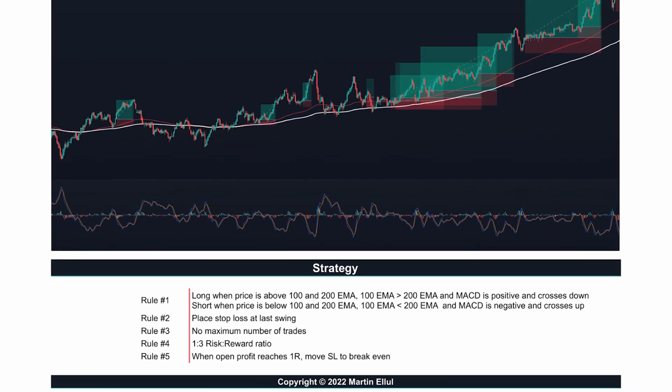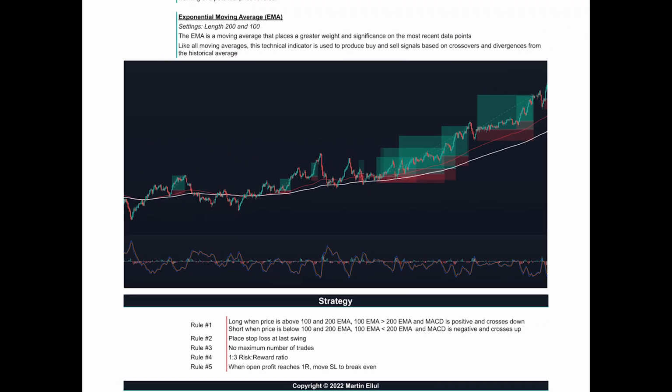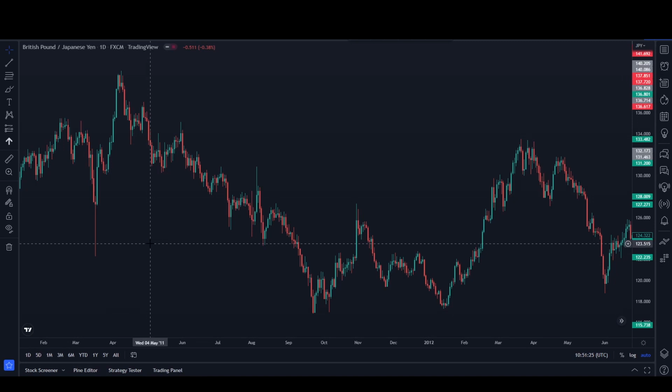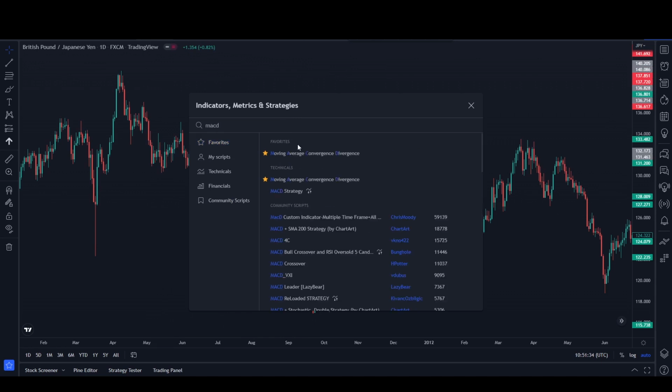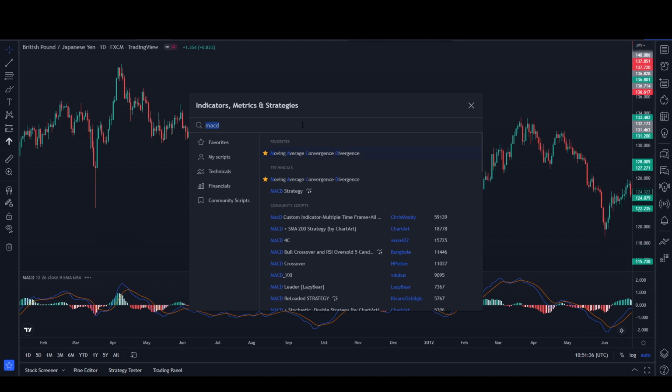So let's get on the charts now so I can show you a few trades and then we'll dive straight into the backtest. All right, here we are on the daily time frame with GBP JPY. We'll go ahead and add the indicators. So the first indicator that you want to add is the MACD, moving average convergence divergence. Then you want to add two exponential moving averages, so you can click twice and they are added.